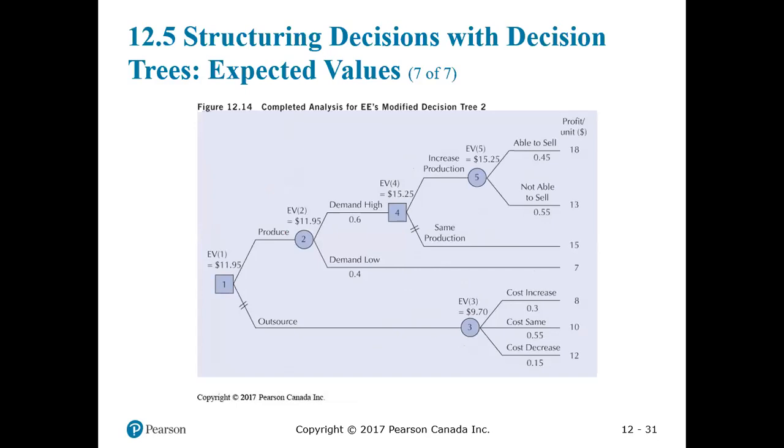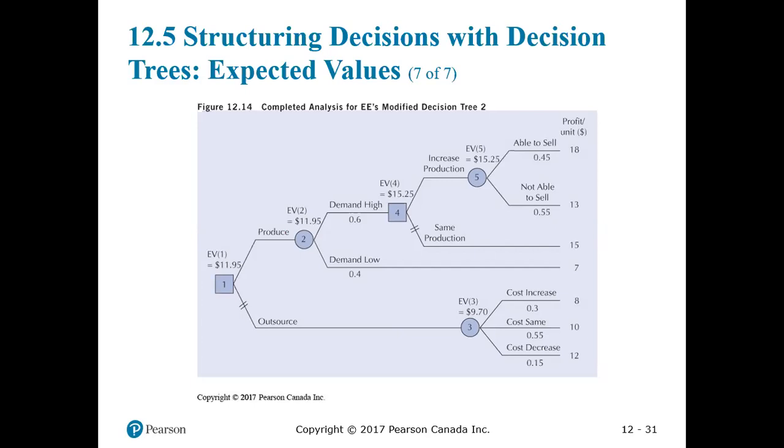So here is the extended view of Edwin Electronics. Remember, we said that at high demand, a decision will be made to increase production or to use same production. If we increase production, the probability of being able to sell is 0.45, and the probability of not being able to sell is 0.55. I said before that the expected value at node 5 would be 15.25. We calculated that earlier.